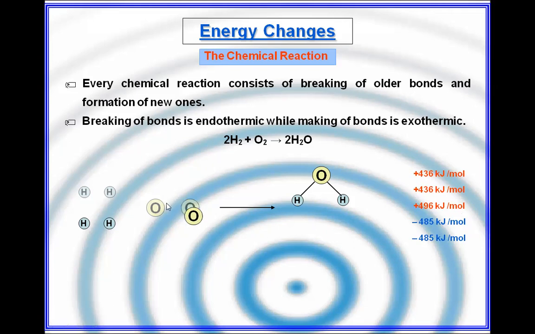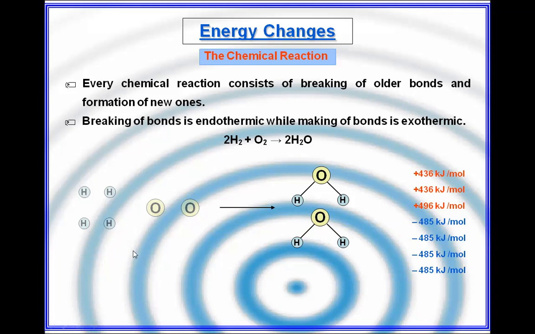Now, one oxygen atom remains along with the two hydrogens. One more molecule of water is formed, so two more new bonds are formed, 485, 485. So now what should you do? Add these numbers.